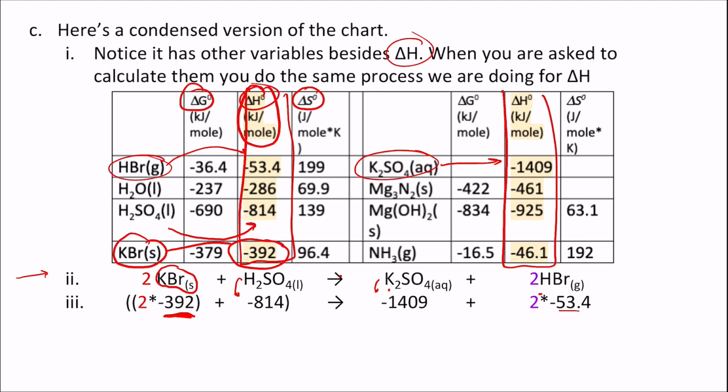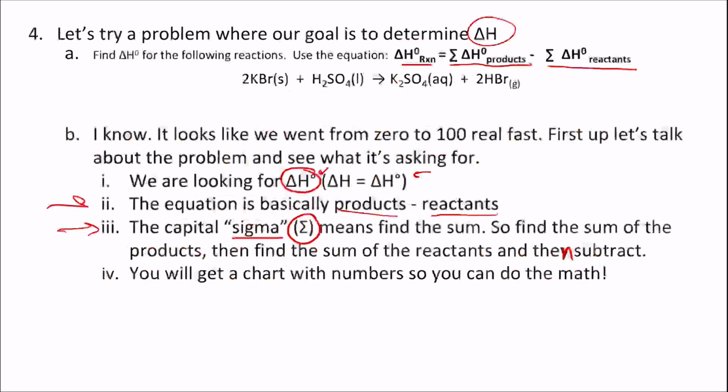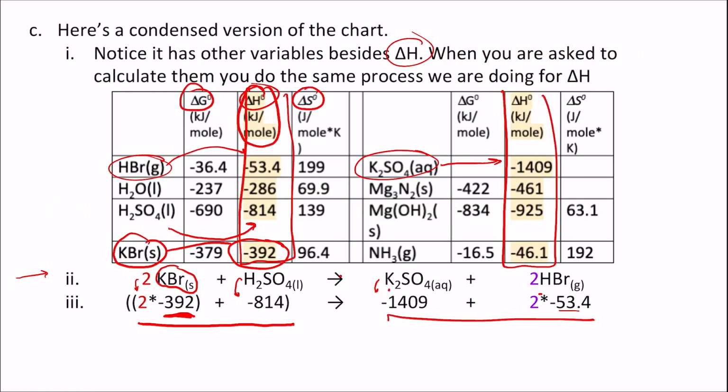The only other thing that you have to take into consideration is the coefficients. So if there's a 2 there, you multiply by 2. If there's a 3 there, you multiply by 3. If there's nothing there, you don't multiply it by anything. The next thing that we're going to talk about is these are the reactants and these are the products. We need to do products minus reactants. So we need to flip their positions, which I'm going to do on the next slide.